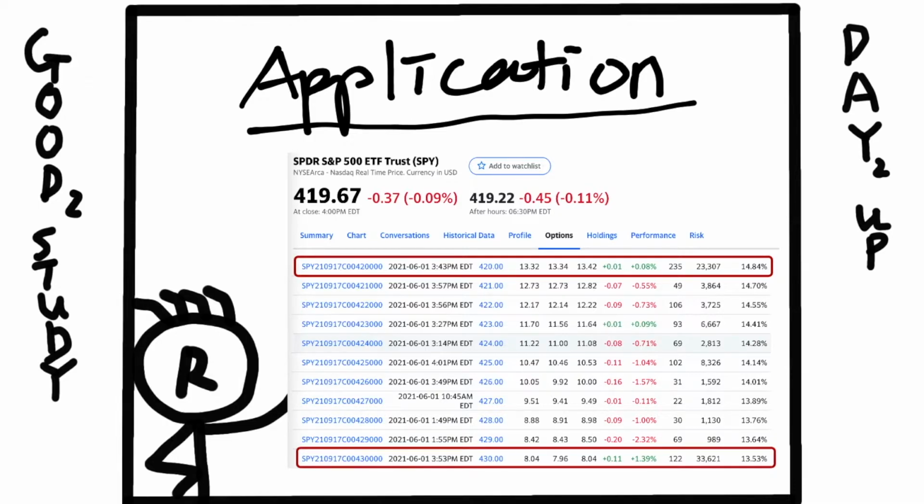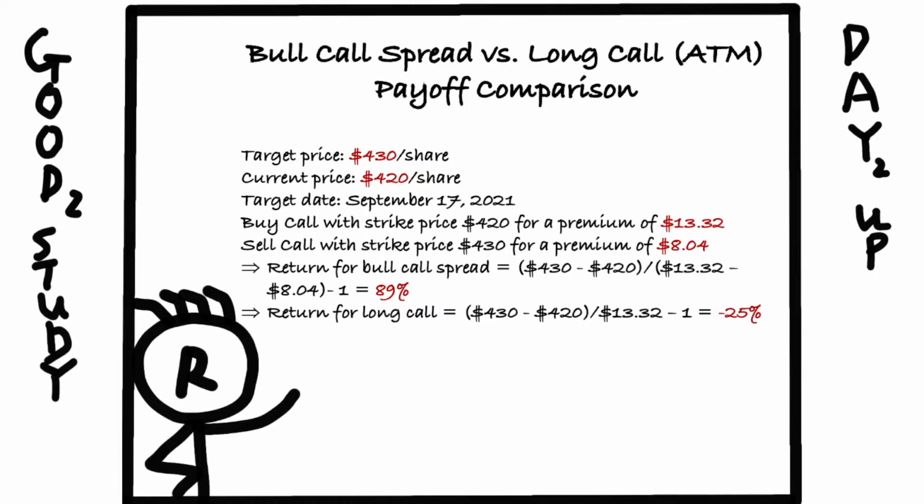For simplicity, let's compare the following two strategies. First, long September 17th, 2021 call with a strike price of 420. And second, a bull call spread strategy with longing the September 17th 420 call and shorting the September 17th 430 call, which are the two highlighted options on the screen. Now, let's fast forward to September 17, 2021, which is the maturity date of these options. If my forecast is correct, SPY closed at $430 per share.